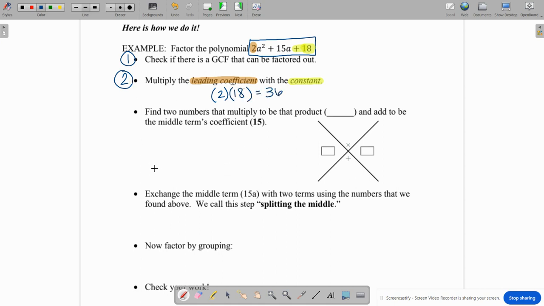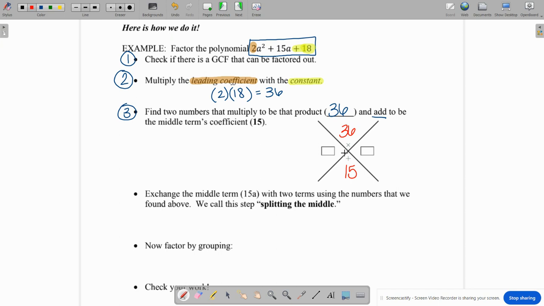So that's step 2. Step 3 is where we're going to use the X game, which is what we were talking about in class, about numbers that multiply together to be something but add together to be something else. So we want to find two numbers that multiply to be that product that we got from multiplying the leading coefficient and the constant. So in this case, 36. So they have to multiply to be 36, but we want them to add to be the middle term's coefficient, which in this problem is 15. So if we're using the X game, we would set it up like this. Two numbers that multiply to be 36, but add to be 15.